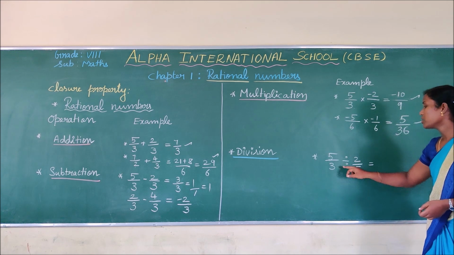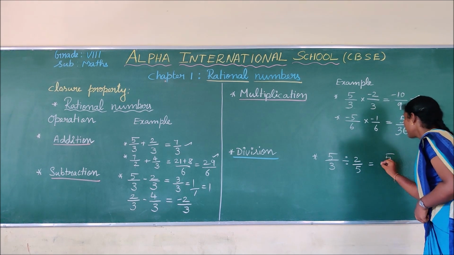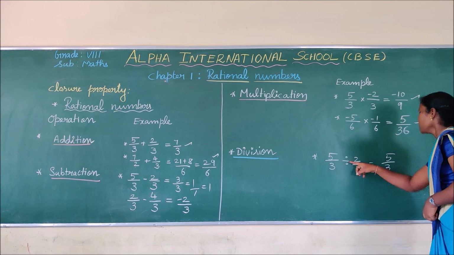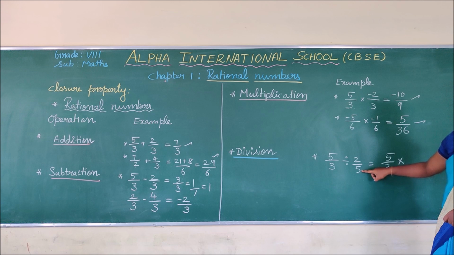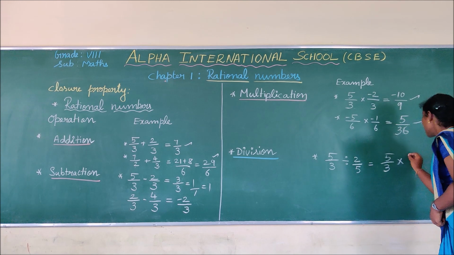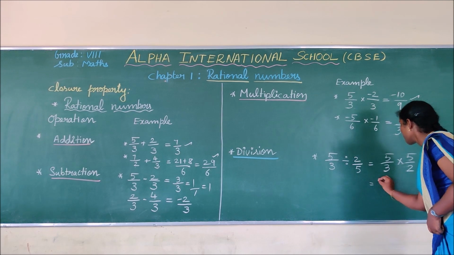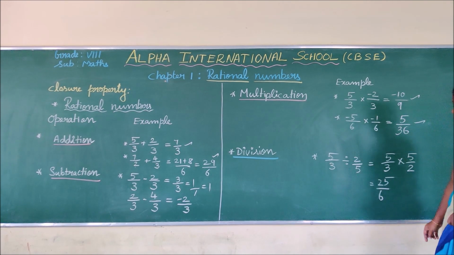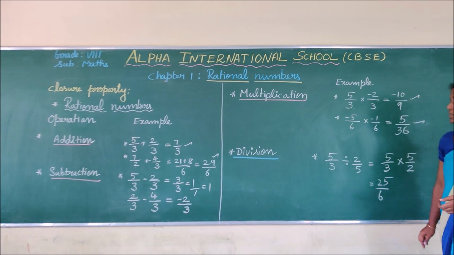So here we are choosing two rational numbers. See here, 5 by 3 is divided by 2 by 5. Just take the symbol as multiplication and take the reciprocal of the second number. Okay, so 5 by 2. What is the result? 5 into 5 is 25 by 3 into 2 is 6. Again, we are getting a rational number only. But in division, we are having a specific example.